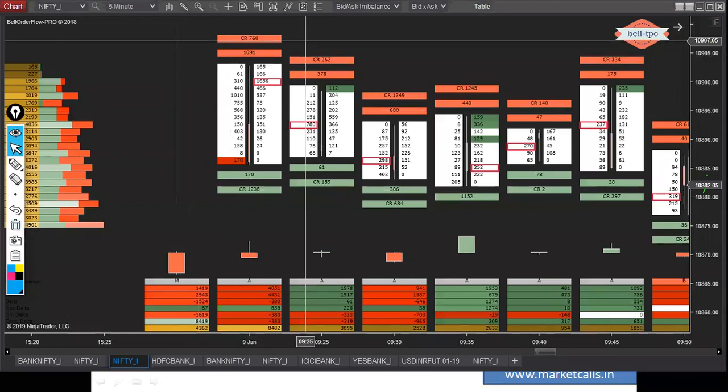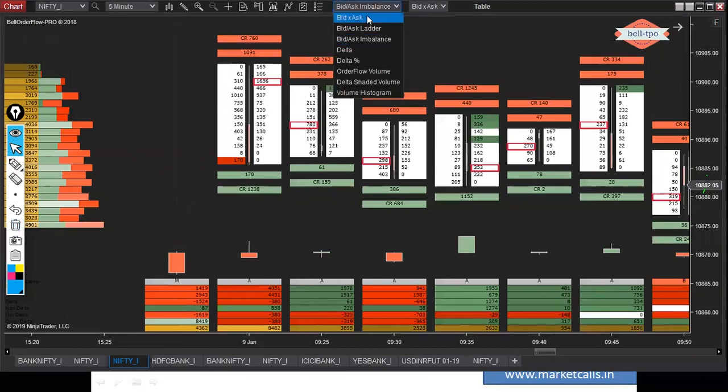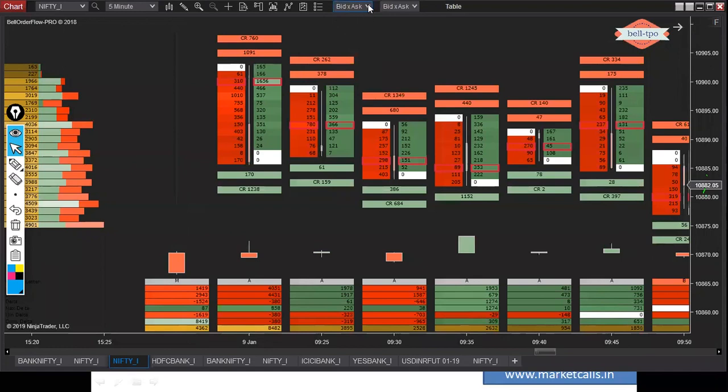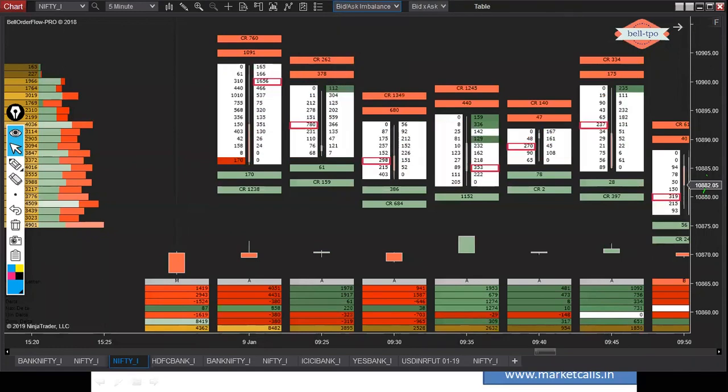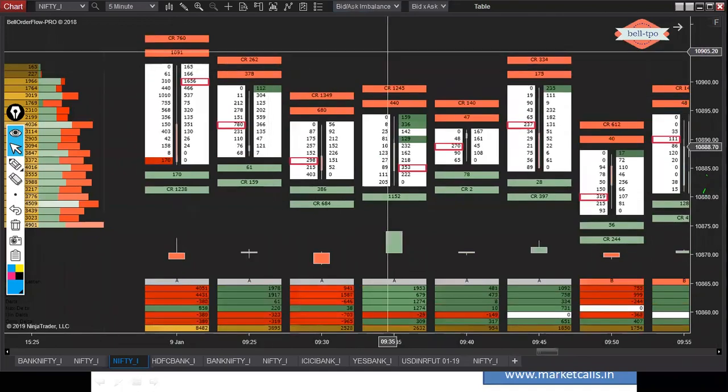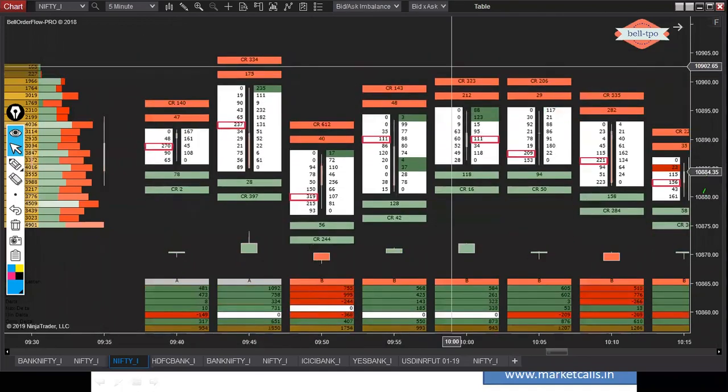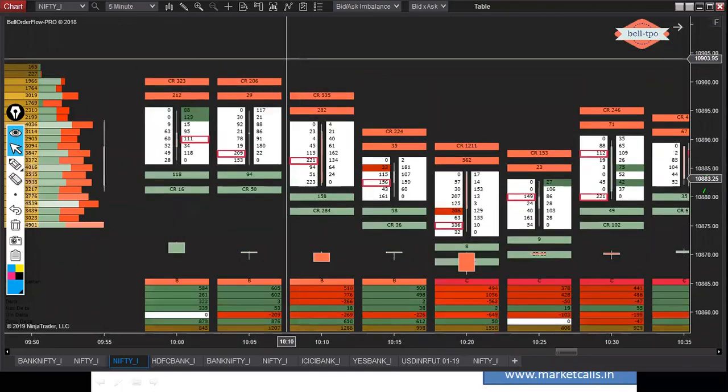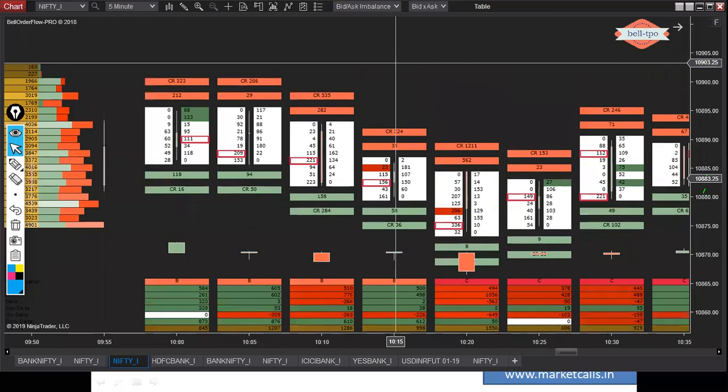So here is the control over here. You can see by default you'll be using bid and ask, and I can switch to bid and ask imbalance. When I switch to bid and ask imbalance, you'll see that at the start there is not much imbalance, but lately some sellers stepped in, though not much. You can see a sideways market. Mostly you may not find much imbalance.